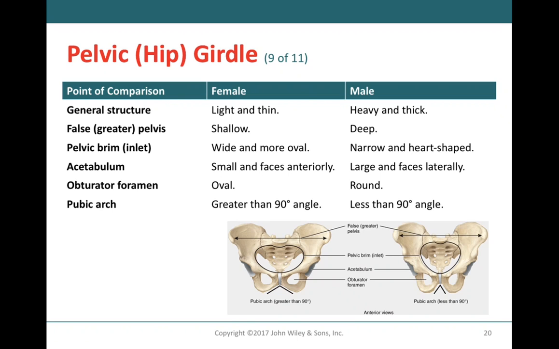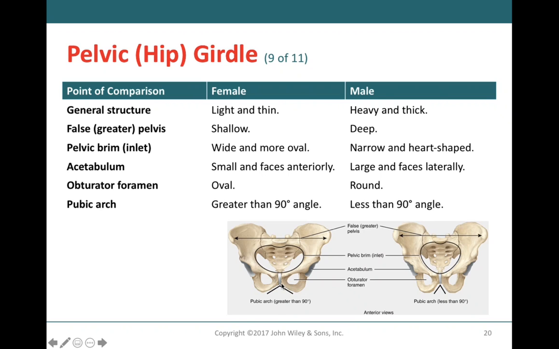And while all of these characteristics can help us to distinguish a male pelvis from a female pelvis, one of the most notable characteristics that we look at is what is known as the pubic arch. So you can see the pubic symphysis found right here. The pubic arch is going to be shown right here. This arch is between the ischium and the pubis of one coxal bone, and the ischium and the pubis of the other coxal bone.